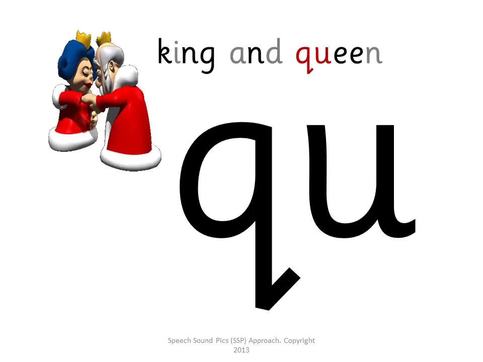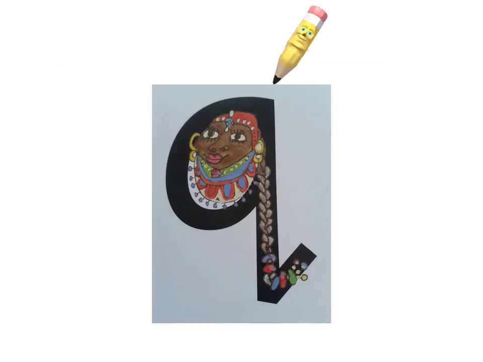Qu, queen, queen. Round her head, up past her earrings and down her hair.